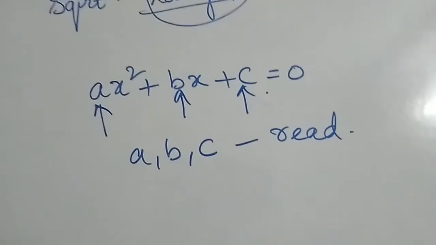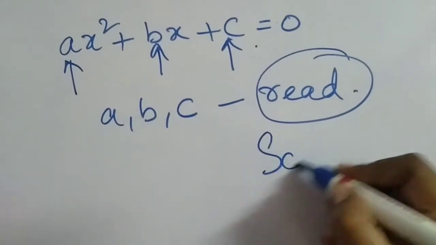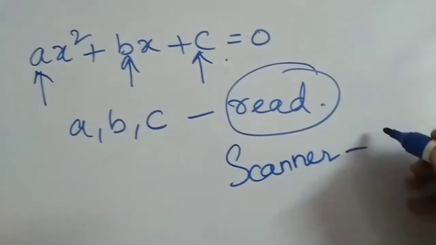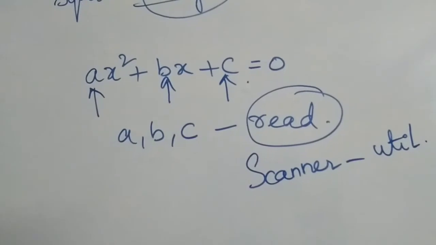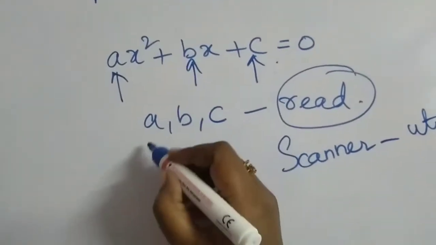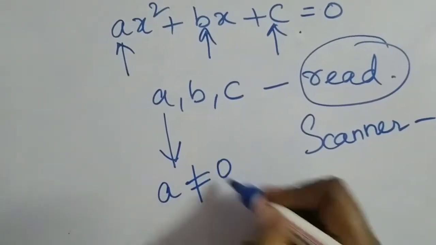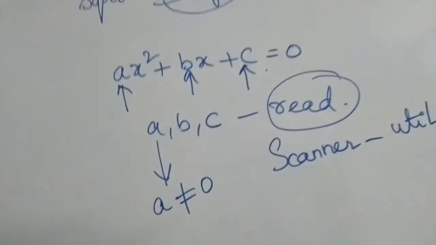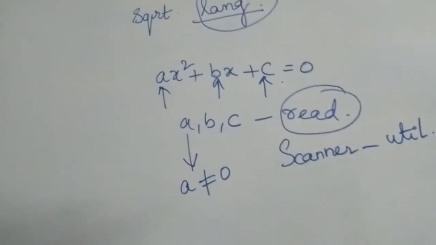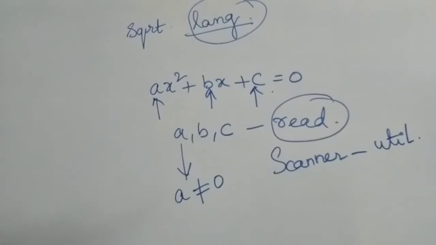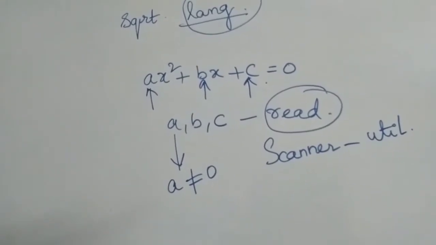To read from the user, to read these a, b and c, we need the Scanner class. And the Scanner class is there in the util package. So you need to import the util package. And make sure while reading that a should not be equal to 0. So include that interactive statement so that the user is not entering 0 for a, because this is a quadratic equation. It's a 2-degree equation. There should be x square.